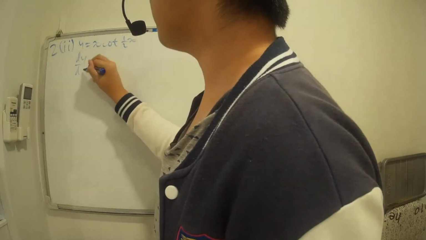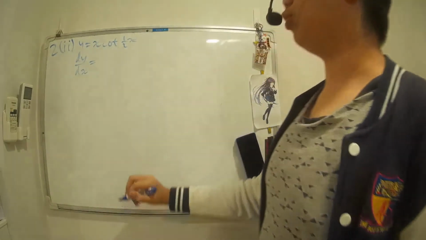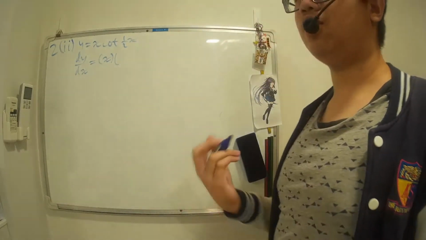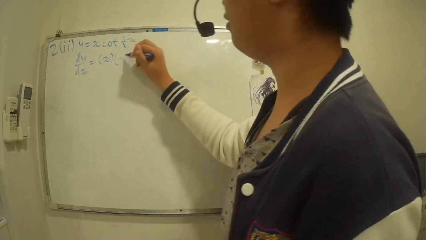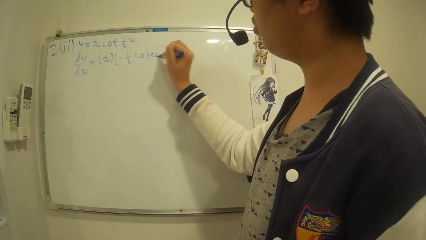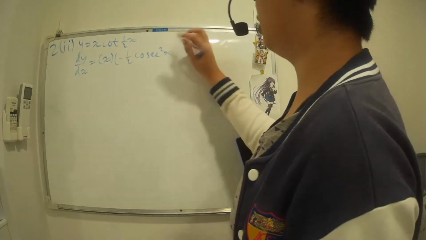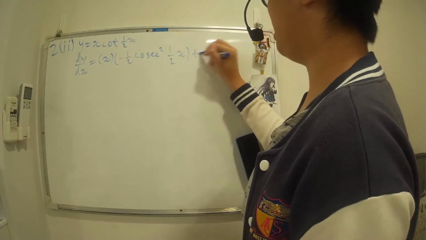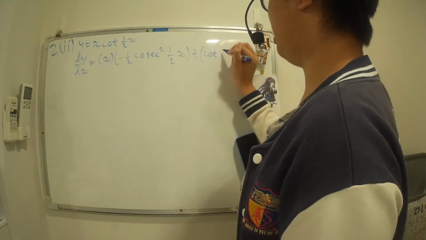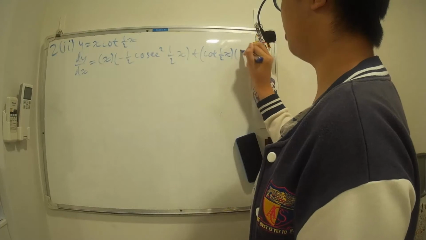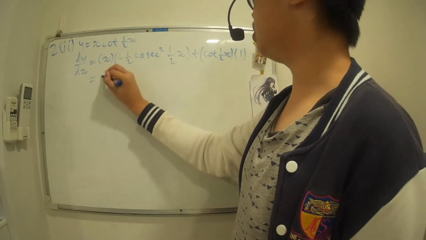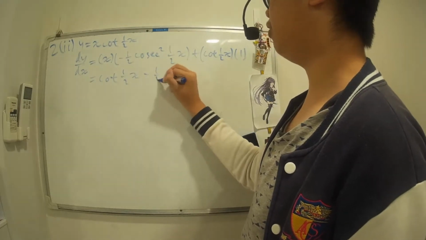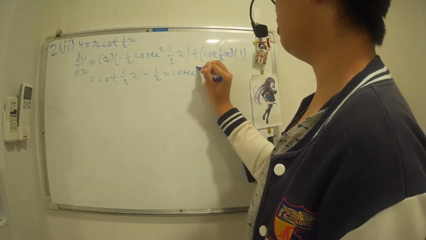dy/dx is equal to, so this is product rule, x, then cotangent x derivative is negative cosecant square, but I must bring down a half. Then don't forget to put a half of x, plus cotangent half of x. The derivative of x is just 1. Bringing everything together, this is cotangent half of x minus half of x cosecant square half of x.